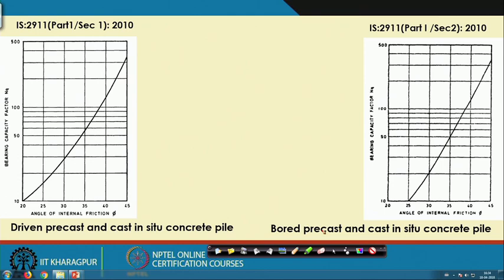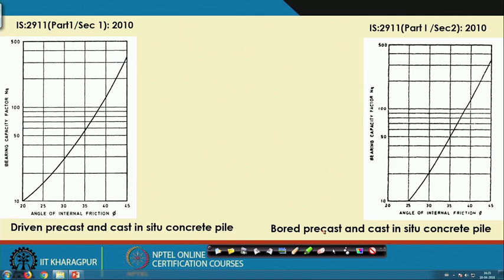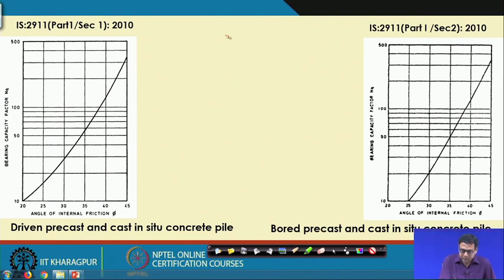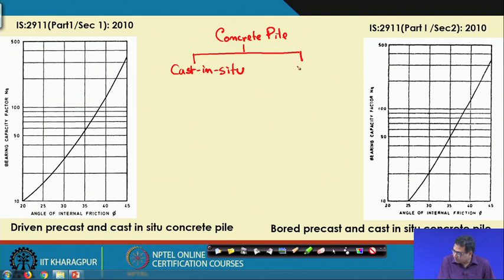So, let me discuss the different types of piles based on the installation techniques. As you know, in terms of materials, piles are concrete piles, steel piles and timber piles, and concrete piles are frequently used. So, I will discuss the concrete piles only. Based on the installation technique, concrete piles are mainly two types: one is cast in situ, another is precast.